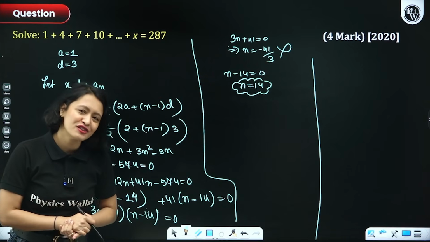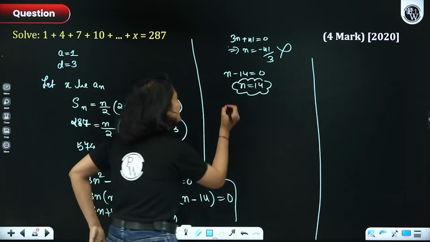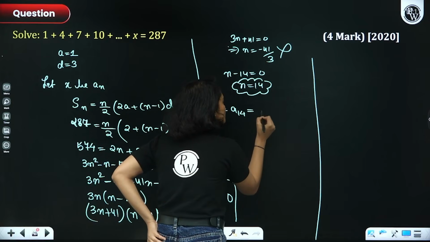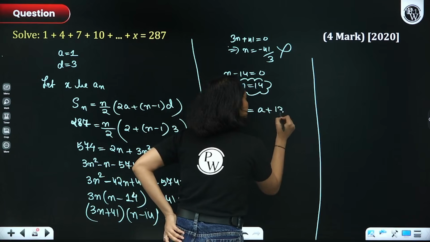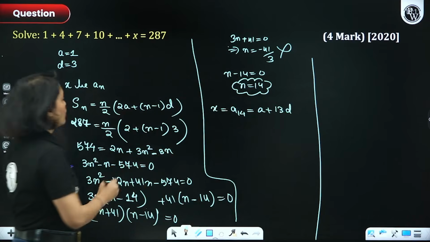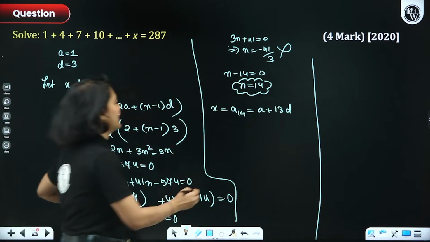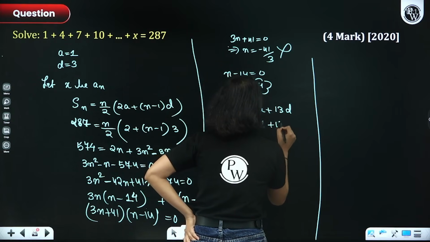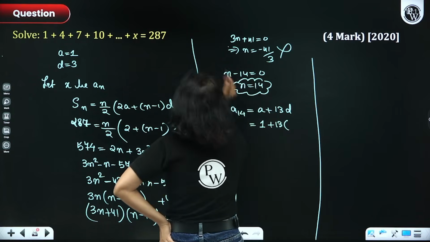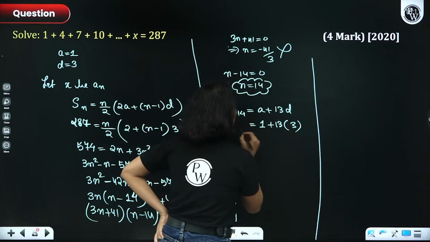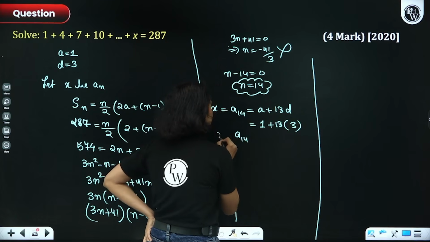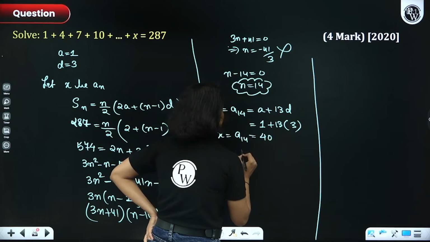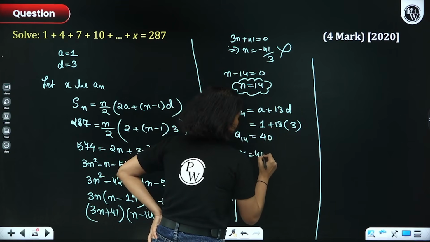Okay, so now we know the position of x. Can we not figure out the value of x? We can, right? So x is equals to a of 14, which would be equals to a plus 13d. Now we know the value of a, we know the value of d. The value of a is equals to 1. The value of d is equals to what? It is equals to 3. So from here we get the value of x as 39 plus 1, that is 40. So the value of x is equals to 40.